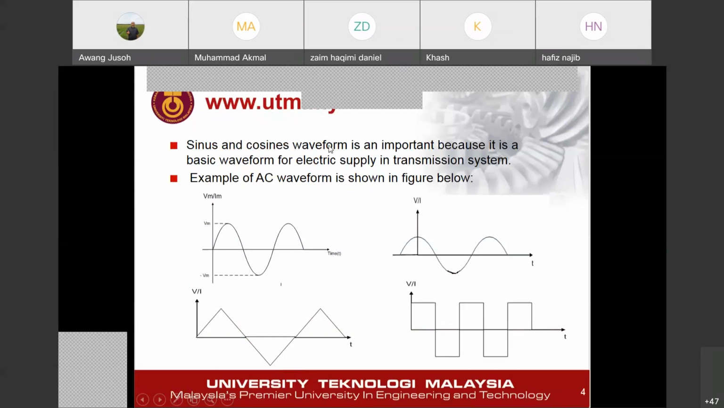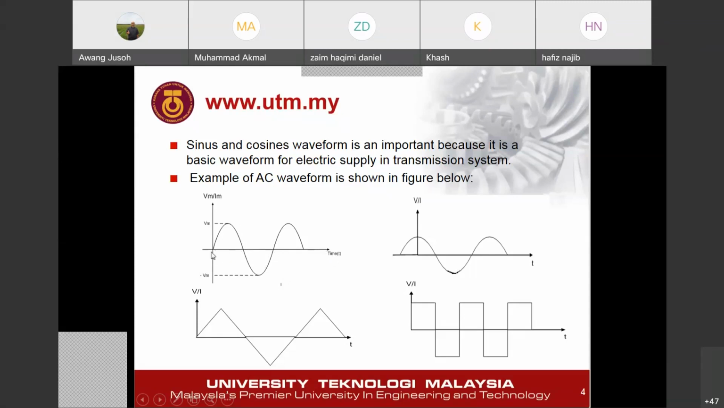Sinusoidal and cosine waveforms are important because they are the basic waveform for electric supply in the transmission system. If you measure using an oscilloscope, in order to see this waveform, we need to use special equipment. In the electrical system, we use an oscilloscope or some other meter, a smart meter, or a power meter, for example. This meter can show us the shape of the waveform, or the picture of the waveform. It should look like this one, a sine wave.